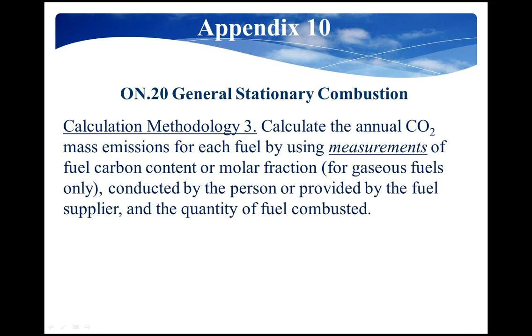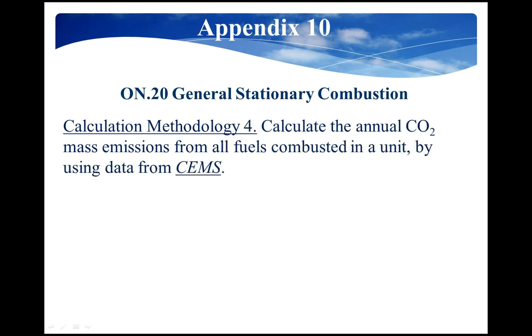The next method, method 3, takes measurements of fuel carbon content either by the supplier or by the facility and uses that to estimate CO2 emissions. And so again, we're starting to get more specific. So you're no longer using default values, you're starting to use actually supplied or measured values on site. And then the last method is to actually measure your CO2 emissions using something called a continuous emissions monitoring system, or CEMS. And that, of course, becomes very facility specific because you're actually measuring your CO2 emissions.